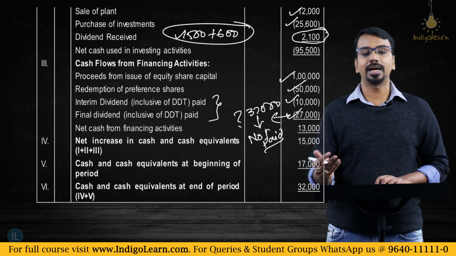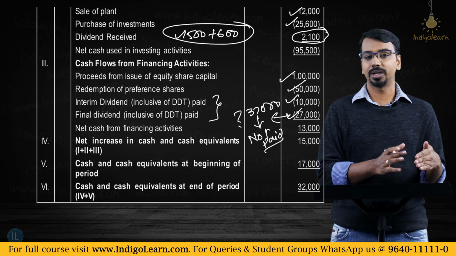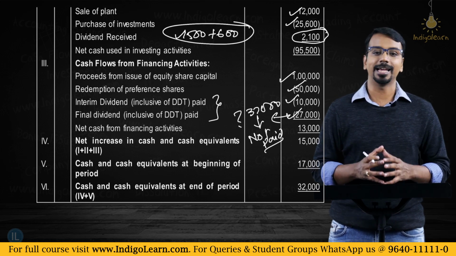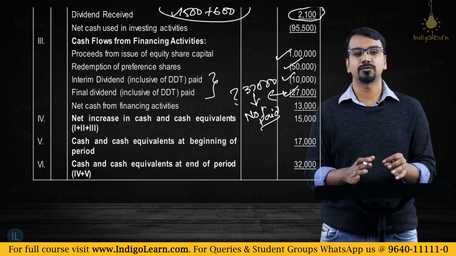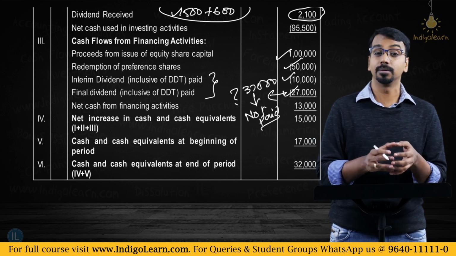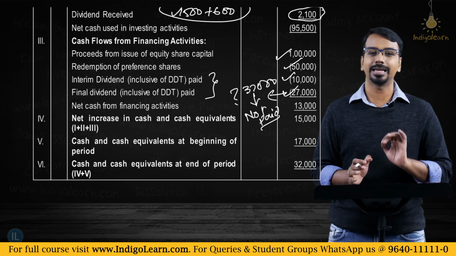Once you do this, you can arrive at the net increase or decrease in cash and cash equivalents. Compare that with opening and closing. You can present your answer. Generally, there has not been a trend to ask such a lengthy question under cash flow. Generally, we get a 10-mark question which is simpler. If this question comes, it would be around 16 marks in your examination.